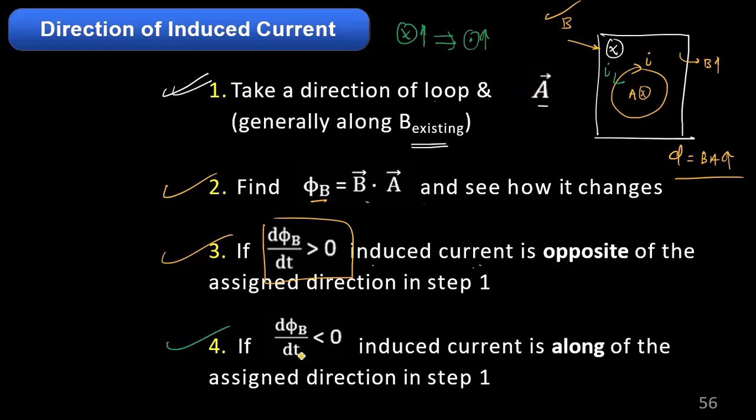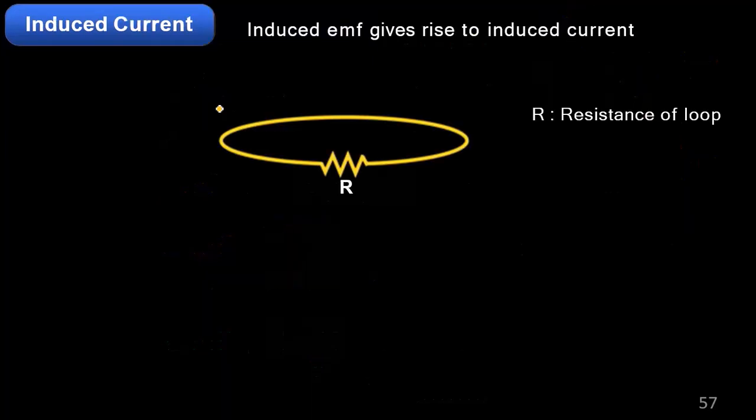Now, if d phi dt is found to be negative, then the induced current should be in the same direction as that of step number 1. So this is another way to calculate the induced current direction, based on Faraday's law. So you can calculate it based on Faraday's law, or based on our Lenz's law.